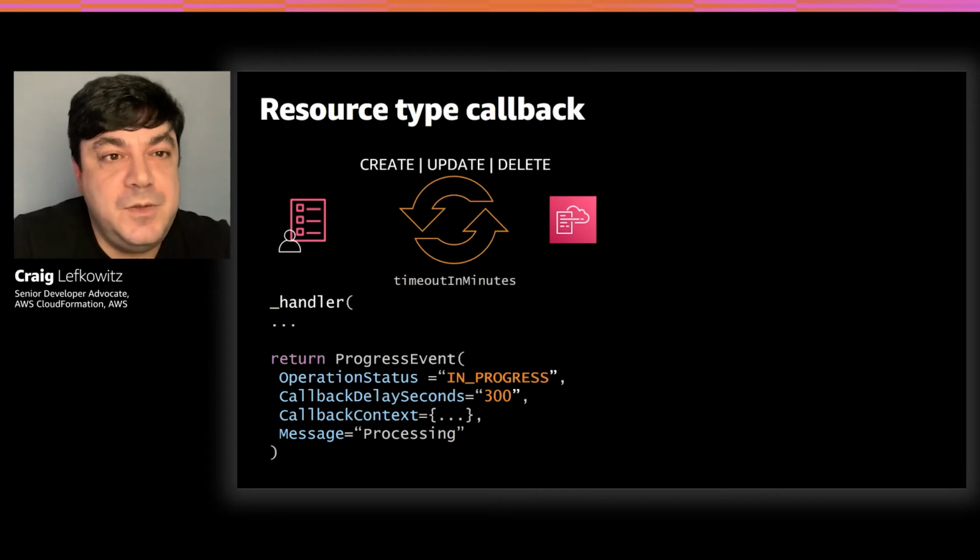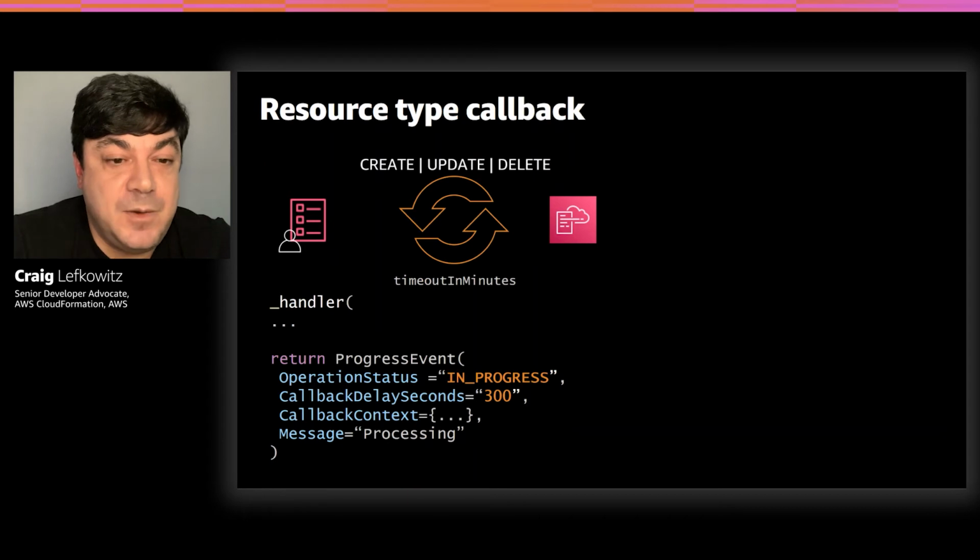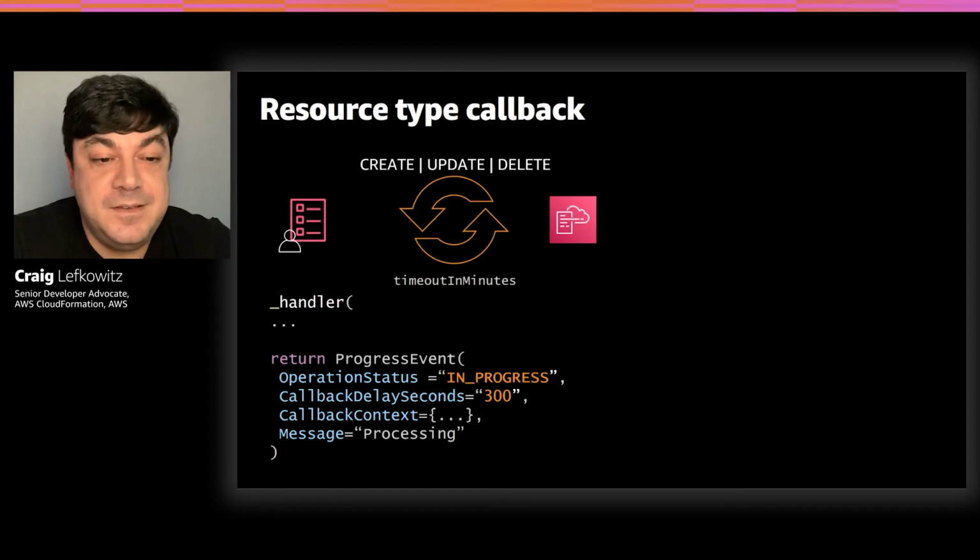Remember, your code is being executed in a Lambda function and is stateless. The callback context allows state to be passed back. In 300 seconds, CloudFormation will call your resource handler code again, along with your callback context object. Your handler code executes its logic, and if it needs more time, it can again return the progress event and an in-progress operation status. CloudFormation will continue this cycle up to the limit set in the timeout in minutes property that's in your schema file, up to a max of 36 hours. If the timeout in minutes property is not defined, it defaults to 2 hours.